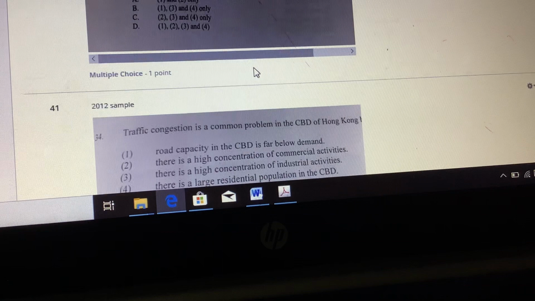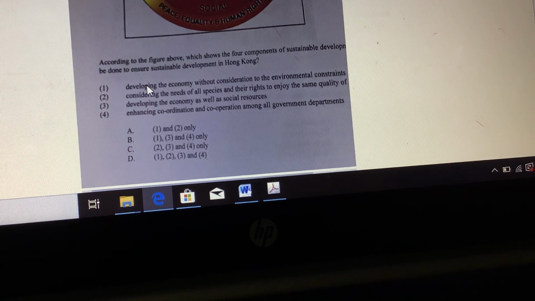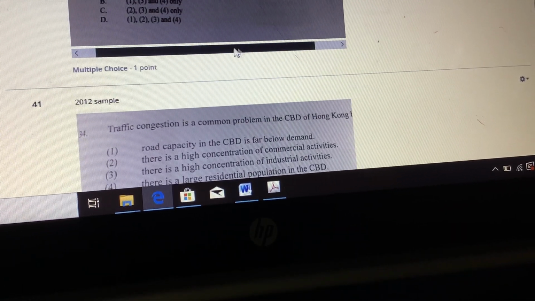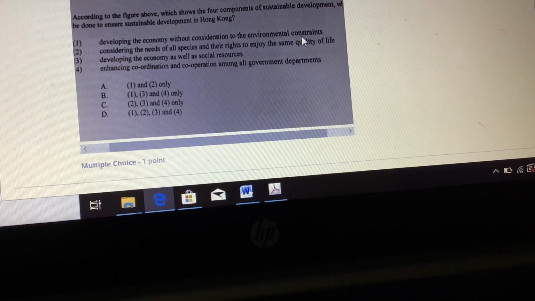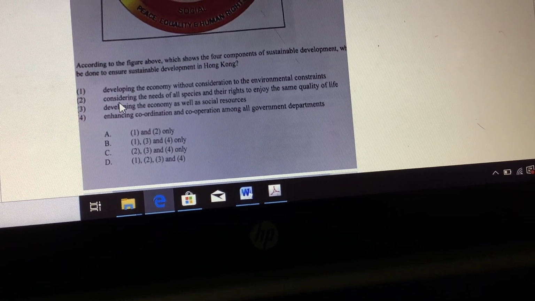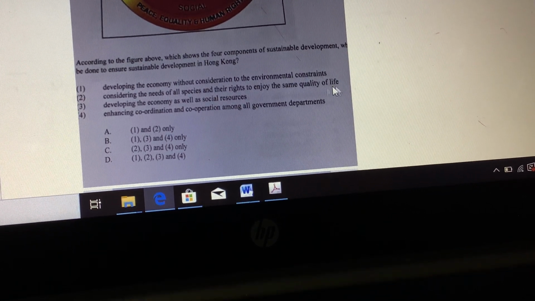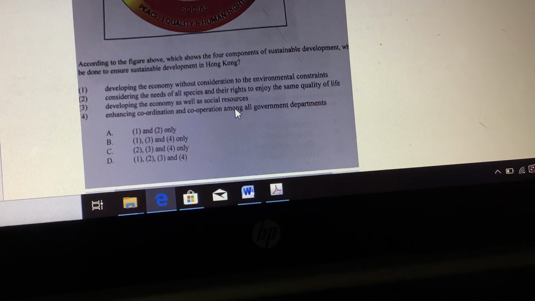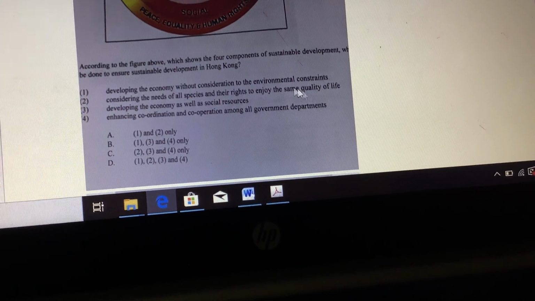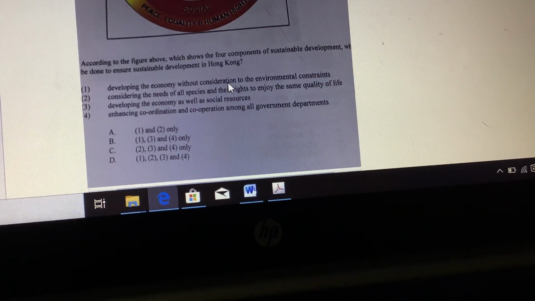Right here, last one. Is it the last one? Few to go. This one is about sustainable development. Okay, what's the correct description of this? Developing the economy without consideration of environmental constraints. Is it right? No. Considering all the needs of all species and their right to enjoy the same quality of life. Right? Developing the economy as well as social resources. Right? Enhancing coordination and cooperation among all government departments. Also right? So accordingly, 2, 3, 4. Number 1 is not correct because it's not considering the environment.